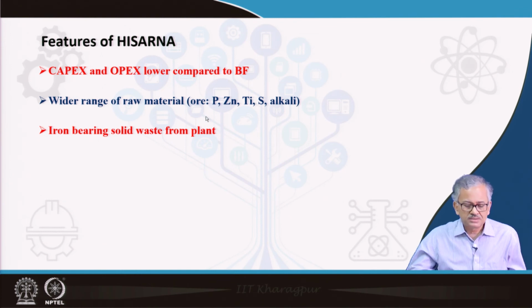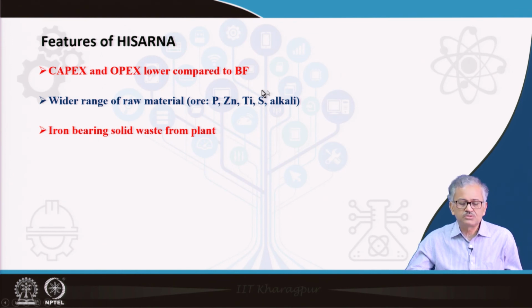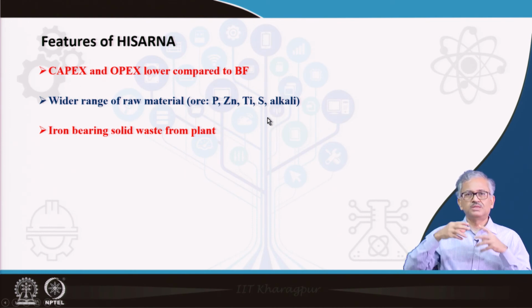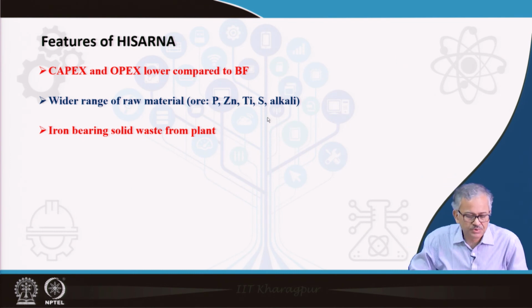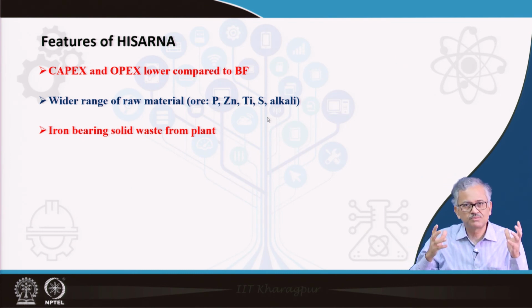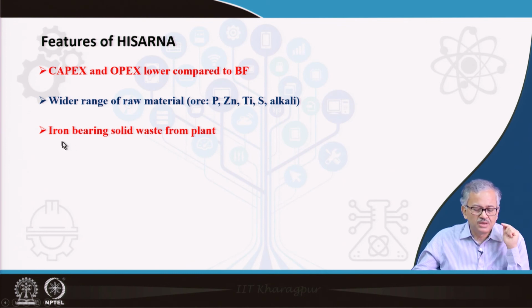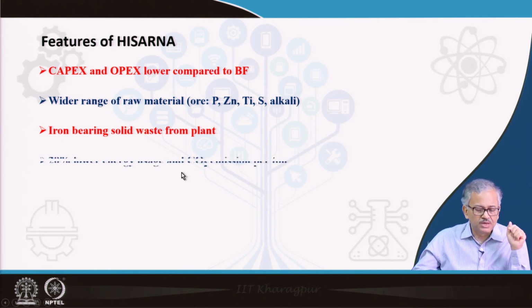But in this case, because these constituents are there in the iron ore bearing ore also, they can be vaporized and go away from the system. Absolutely no problem, because here there is no shaft furnace, so shaft furnace related problems are not there. So any kind of ore you can use, and iron bearing solid waste from the plant you can use, and 20% lower energy usage and CO2 emission per ton.